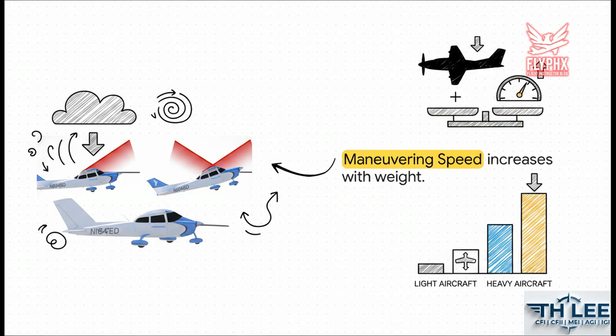Because a heavier aircraft already has to fly at a higher angle of attack just to maintain level flight. Since it's already flying so much closer to the critical stalling angle, any sudden gust or aggressive control input will push it over the edge into a stall much quicker than a lighter aircraft that's flying at a low angle of attack. Makes sense, right?